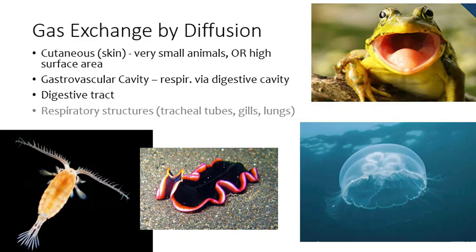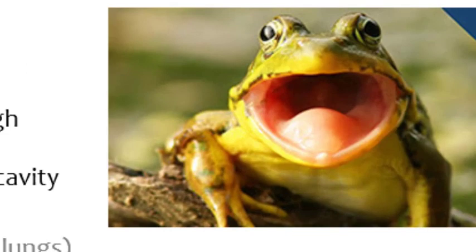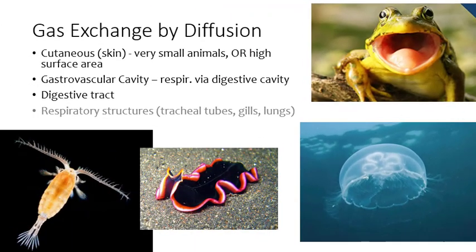Many animals with a complete digestive tract also use portions of it to exchange gases. Frogs, for example, can use the lining of their mouth to exchange gases. Many animals have a specialized cavity by their anus for exchanging oxygen and carbon dioxide. They literally breathe through their butts. You would be amazed at how many different animals do this. Then there are specialized respiratory structures that we'll cover next.